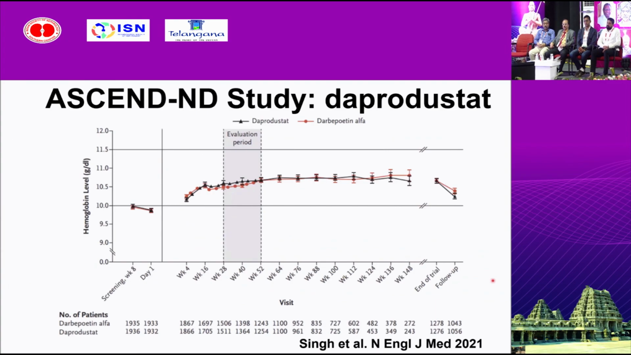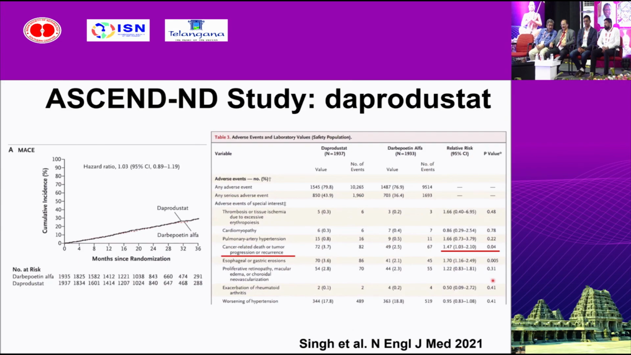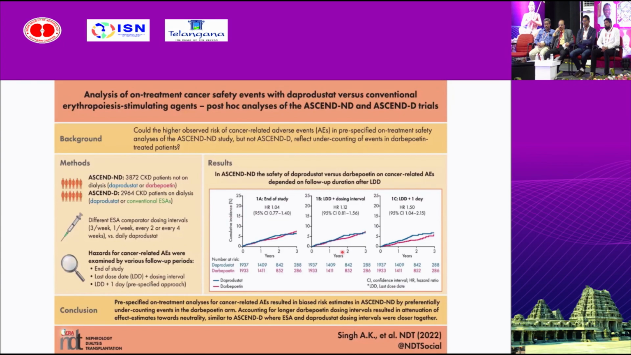This is the ASCEND-ND study of non-dialysis dependent patients treated with daprodustat. Daprodustat was effective in the treatment of anemia in CKD. However, there was a slight increase in cancer-related death or tumor progression or recurrence in patients treated with daprodustat. As I said, one of the target genes of HIF is VEGF, so cancer-related events can be a theoretical concern. However, the pre-specified on-treatment analysis for cancer-related adverse events resulted in a biased risk estimation in the ASCEND-ND study by preferentially undercounting events in the darbepoetin arm. So that can be an artifact.